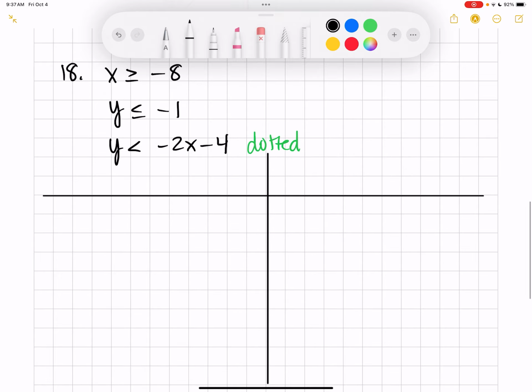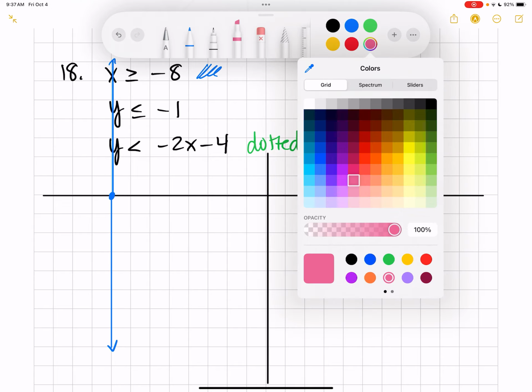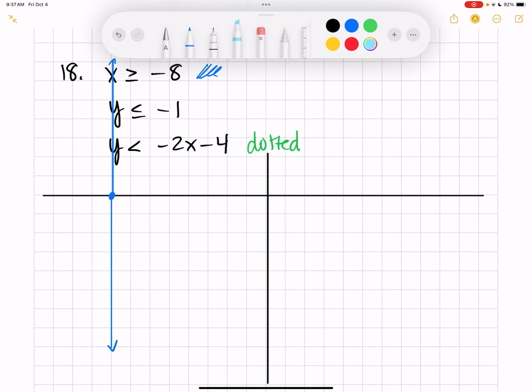All right, how do I do this one? X is vertical, so you're gonna go at -8, and it's solid. Which way do I shade this one? It's gonna be on the right. Okay, that one's blue. This one's red. This one's gonna be black.